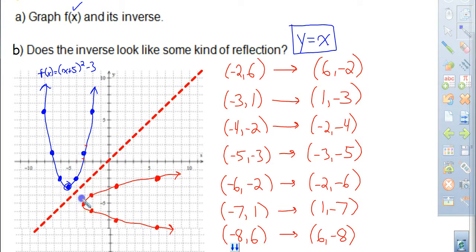So you can take a look. This point is a reflection of this point right here. They're equal distance from that line. This point and this point as well. This point and this point, and so on. They're all reflections on that line y equals x.